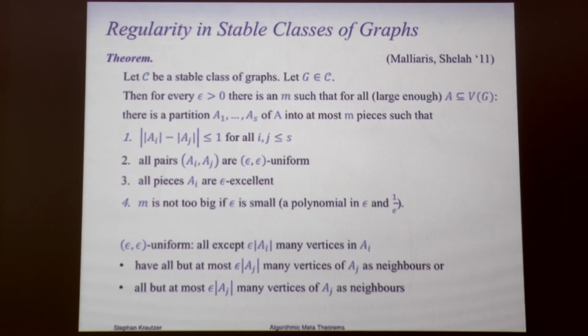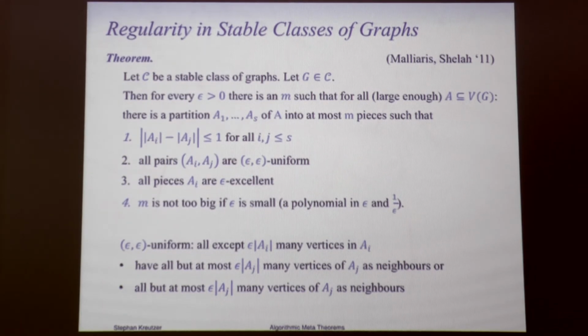Then for every epsilon, you can find a number m which has this property. If you take a large enough subset A, so the graph is very big and you take a big number of vertices in it, then you can partition this into S partitions, at most m pieces. So you split it disjointly into at most m pieces.